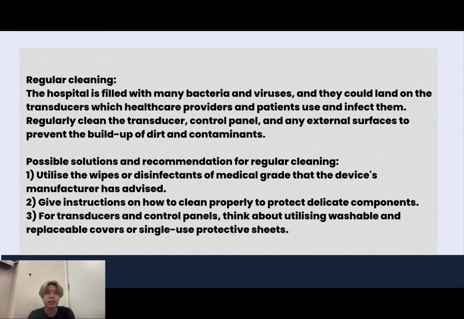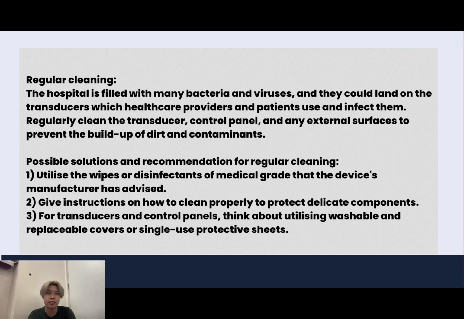Firstly, we have regular cleaning. The hospital is filled with many bacteria and viruses, and they could land on the transducers which healthcare providers and patients use and which will infect them. Regularly clean the transducer, control panel, and any external surfaces to prevent the buildup of dirt and contaminants.